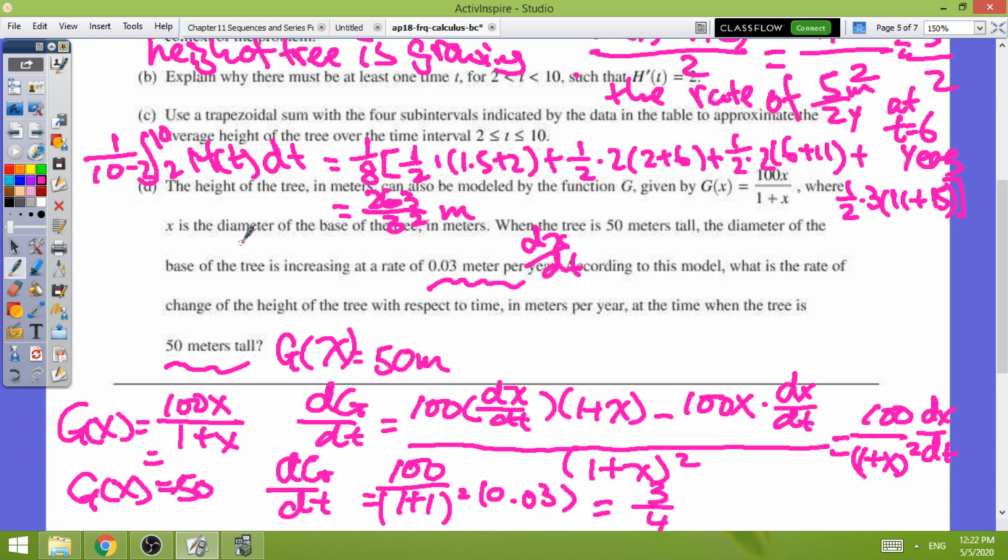Because x is the diameter. Okay, sorry about that. So x is the diameter, so in meters, it's 1 meter. If you just set these two equations equal to each other and solve for x, you'll get x equals 1. So that's why I got 1 right here. So 3 over 4, and that shows the rate of change, how fast the height of the tree is growing.